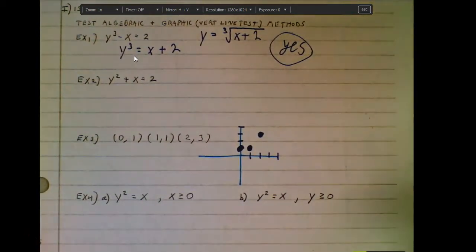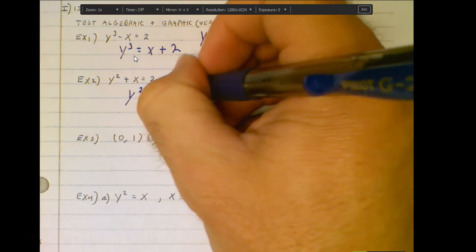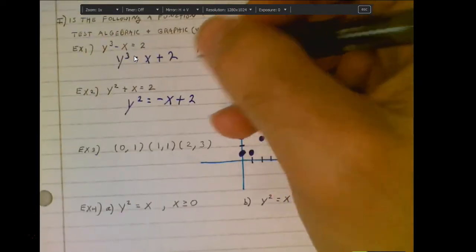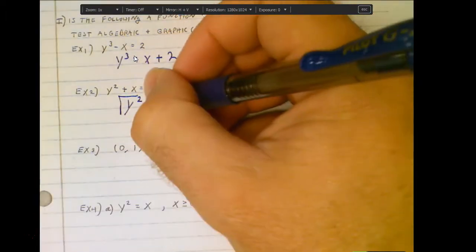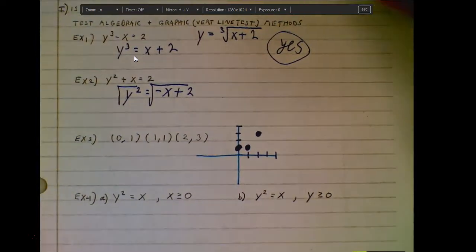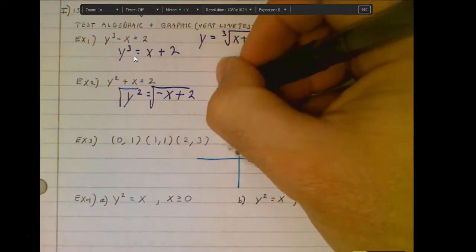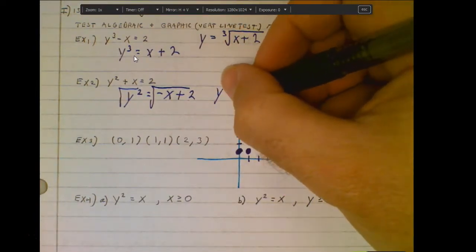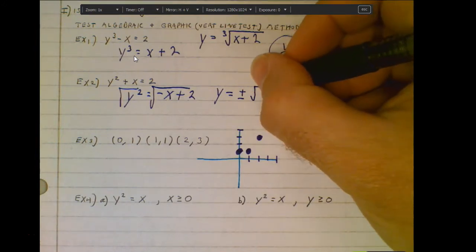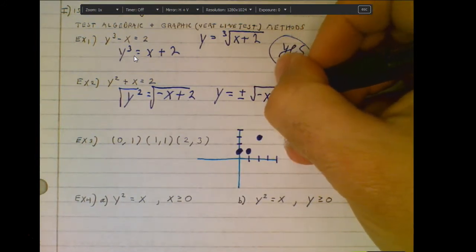If I get y by itself, so I'm going to subtract my x over to the other side, so negative x plus 2. I'm going to square root both sides to get y by itself. Well, what's something you've always had to do anytime you square root both sides of an equation? Right? You've always had to throw in a plus or minus to go with it. And so I get this here.